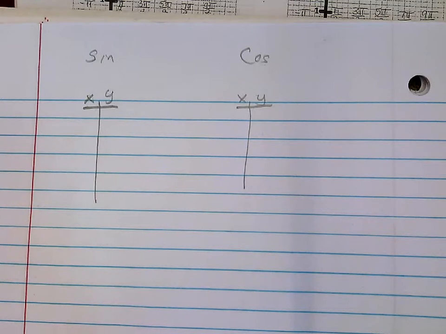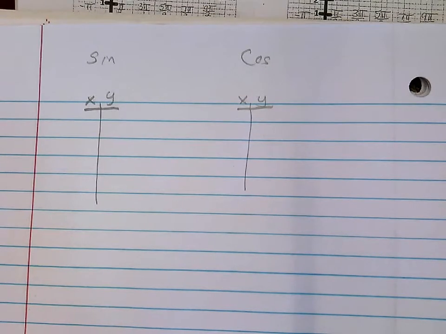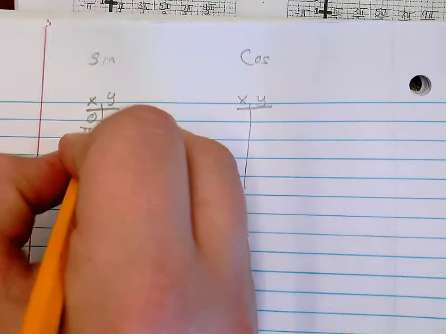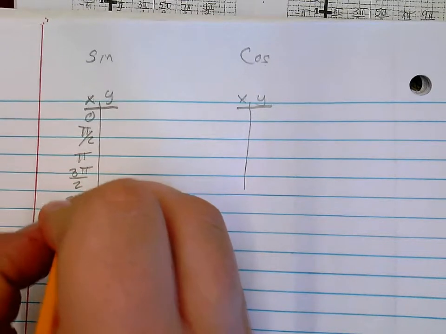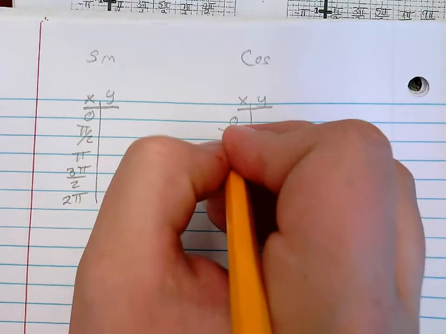And so what we're going to do is figure this out. Now, when it comes to sine and cosine, we don't use normal x's. We don't use 1, 2, 3, so on and so forth. We use what's known as radians. And the radians we use, remember, are 0, pi over 2, pi, 3 pi over 2, and 2 pi. And we're going to do the same x values for sine and cosine.